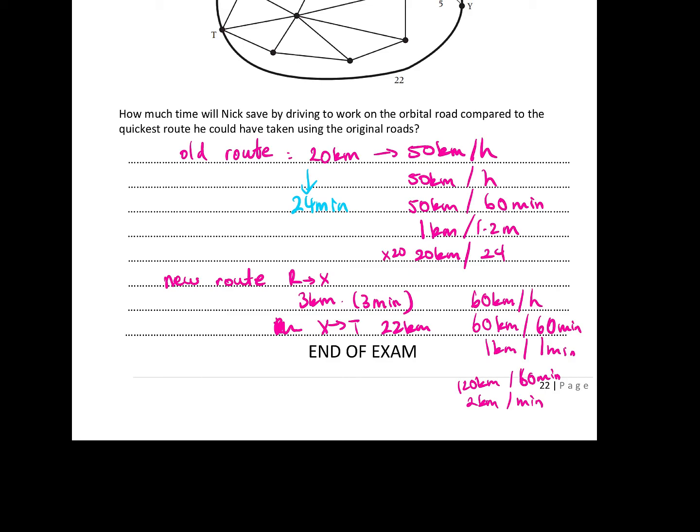All right, and then for X to T, it's 22 kilometers. So therefore, it's going to take me 11 minutes to travel, okay? Because for every 2 kilometers, it takes me a minute. So for 22 kilometers, it'll take me 11 minutes to complete.